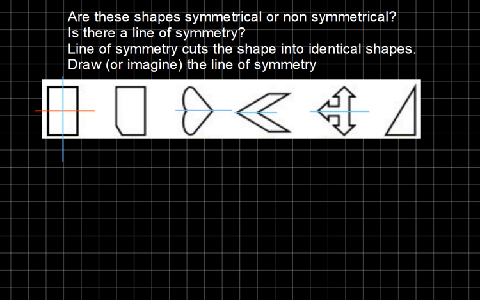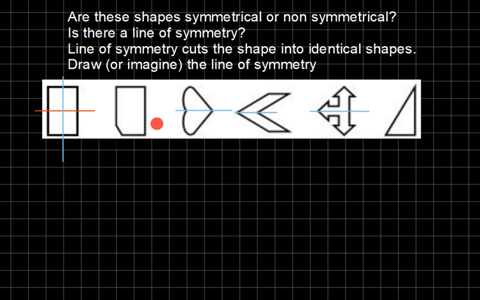If there is a line that you can draw, I'm not going to provide this line for you, and nobody is, but it's an imaginary line you can draw. In this case, for this rectangle, and actually for every rectangle, there are two lines of symmetry, one that is vertical and one that is horizontal. So there are two lines of symmetry for this rectangle.